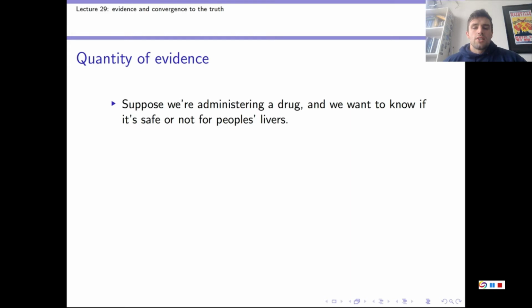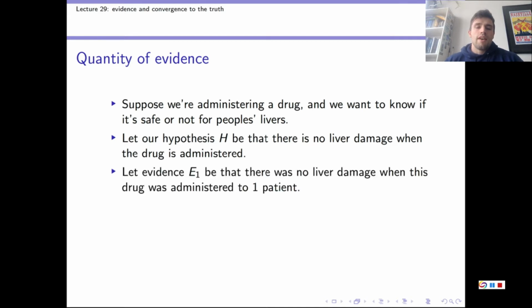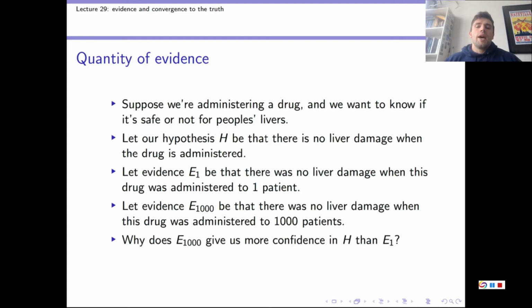Let's suppose we're administering a certain drug and we want to know if it's safe or not in terms of liver damage. So let's suppose our hypothesis H is that there is no liver damage when the drug is administered, and that evidence E1 is there was no liver damage when this drug was administered to one patient, and that evidence E1000 is there was no liver damage when this drug was administered to 1,000 patients. Now we think it's better to test on lots of people and form an opinion about the safety of the drug on that than just testing on one person. But why? That is, why does E1000 give us more confidence in H, the hypothesis, than E1 does?